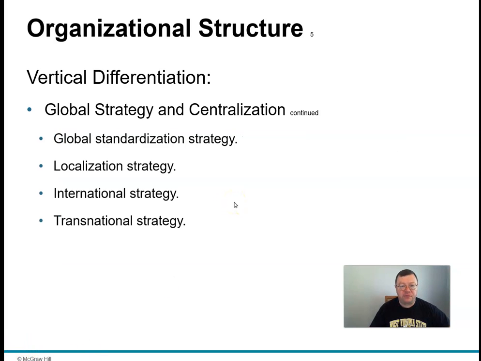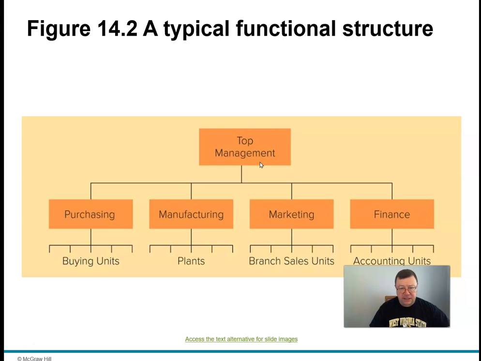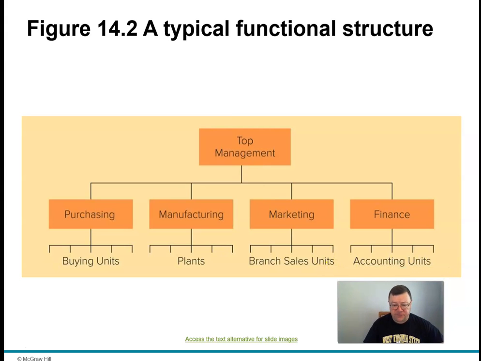Next, let's talk about vertical differentiation. Remember, from last class period, we talked about globalization, which is more standardized, localization, which is more localized. We talked about transnational, which tries to do both, and international strategy, which is kind of independent. This is a typical organizational structure. This is for a domestic firm. Each of these are called functional divisions. You've got a purchasing function, a manufacturing function. You've got a marketing function, a finance function, and then you have different parts of that. Within each of those, you have different various little things that they do.